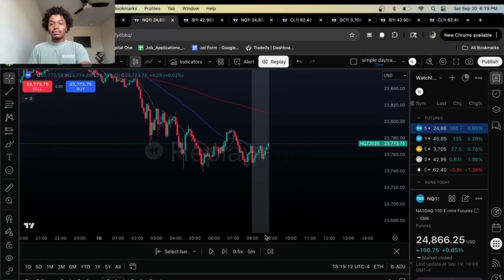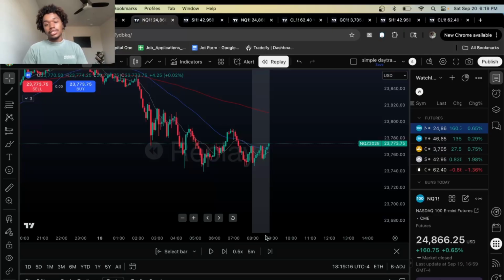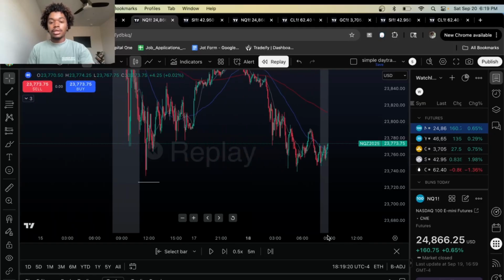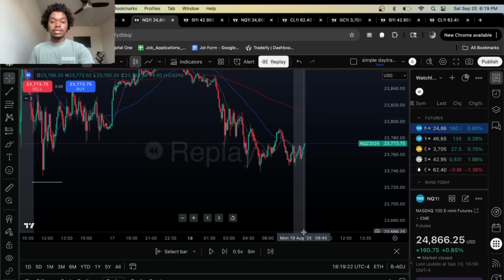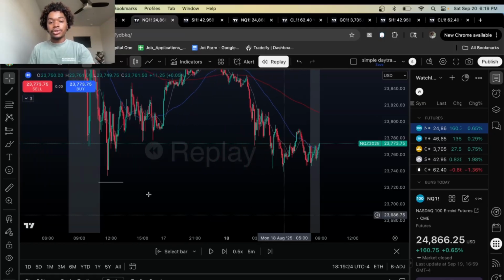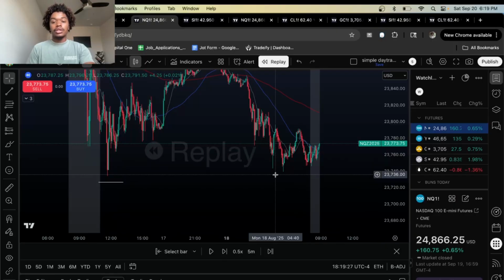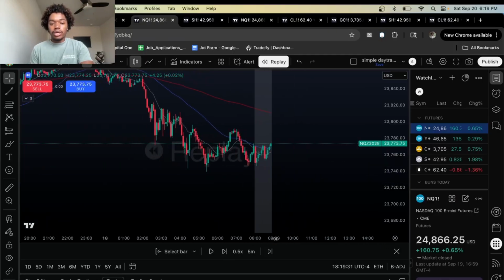Now, I'm gonna show y'all examples of it actually breaking during the session and then showing that it truly wants to keep on going down. But here, as y'all can see, the break of structure needs to happen during the session. We need to see lows getting broken just so we're more confident in the breakouts.